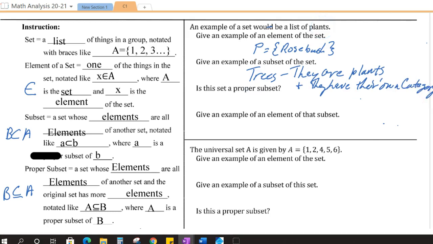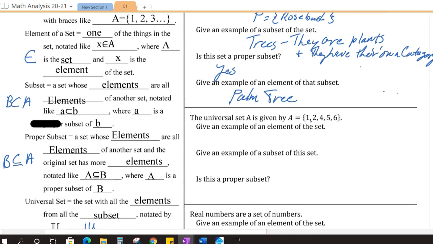Next we ask, is this a proper subset? Well, are trees part of plants? Yes, we just said that. Do they have their own categories? Are there many different types of trees? Yes, there are. So is this a proper subset? Yes, because they are plants and they have their own categories. An example of an element of that subset would be my plumeria tree, my palm tree, an oak tree, any type of tree you can think of. Personally, I'm a fan of palm trees.